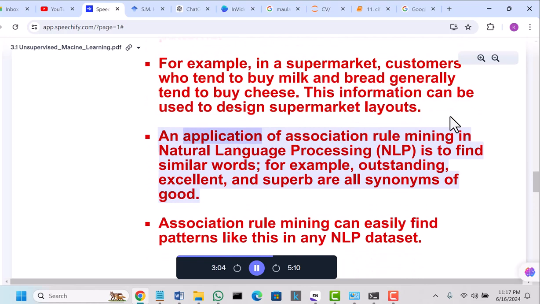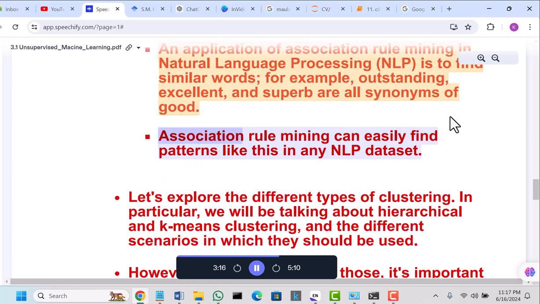An application of association rule mining in natural language processing, NLP, is to find similar words, for example, outstanding, excellent, and superb are all synonyms of good. Association rule mining can easily find patterns like this in any NLP dataset.